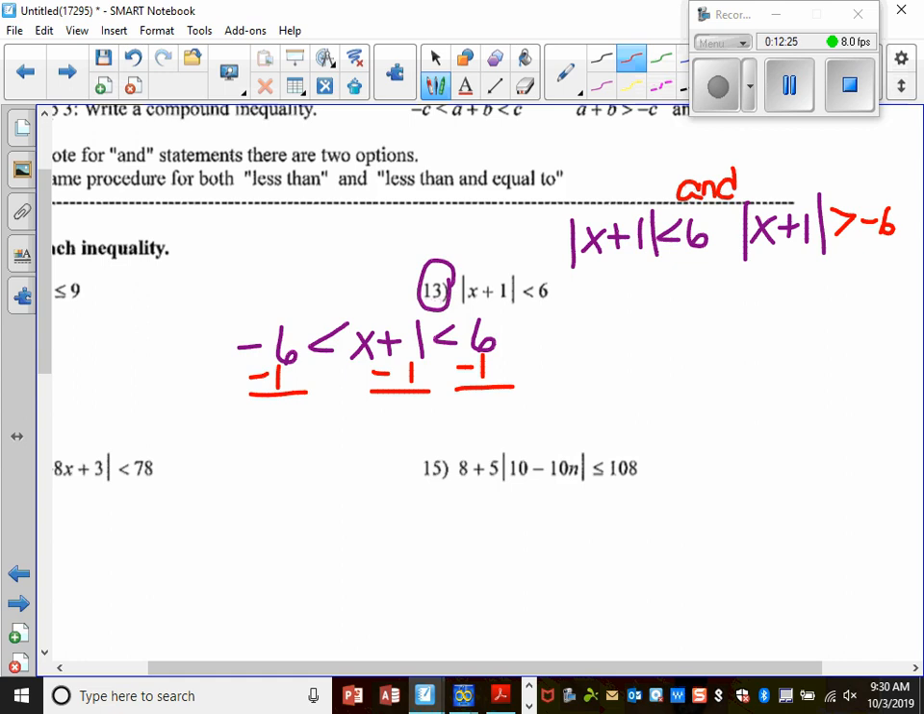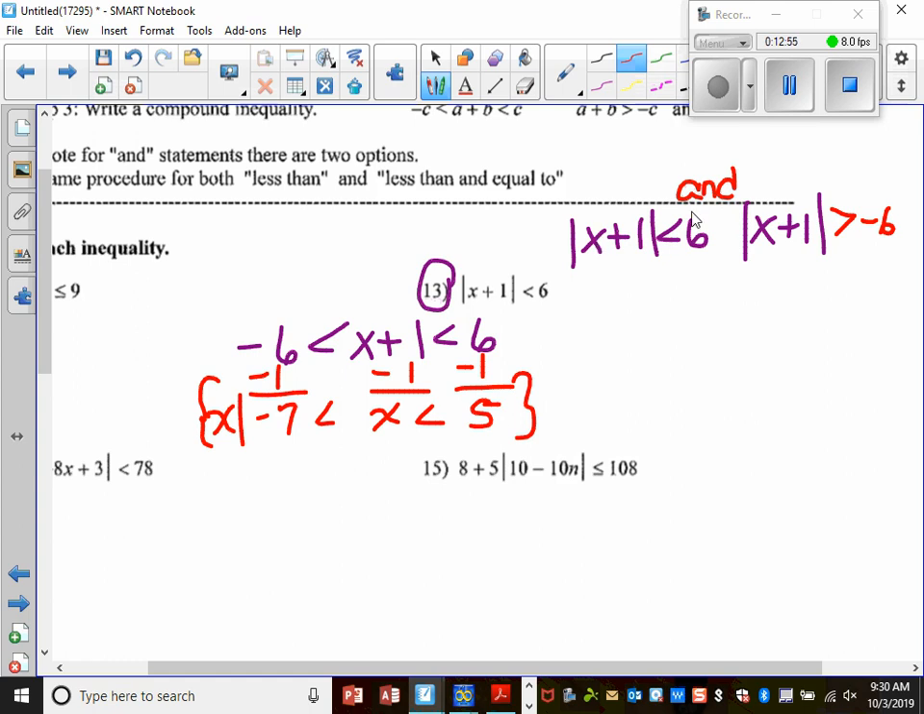So I'm going to subtract 1 from the middle, from both sides. I end up with -7 is less than x is less than 5. Good thing about this particular one, it came out already in set builder notation because my smaller number is here, my variable's in the middle, my larger number is last. So I don't even have to make any changes except for put that such that symbol, and there's your answer.